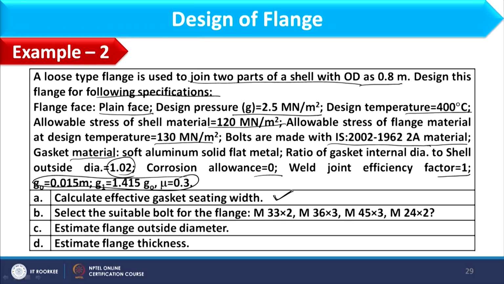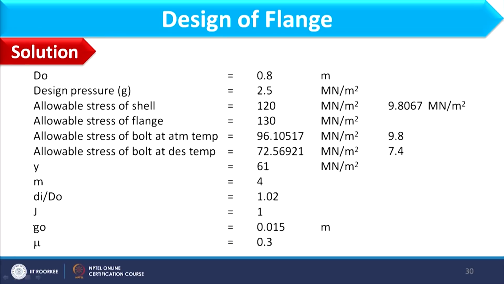Now, what I have to find is the effective gasket seating width, as we have computed in the last example. Then we have to choose the optimum bolt or suitable bolt, and find the flange outside diameter and flange thickness. So let's start part 1 of this. Before starting the solution, we have summarized here a few parameters: outer diameter 0.8, design pressure given as 2.5 mega Newton per meter square, and allowable stress of shell and flange given as 120 and 130 mega Newton per meter square respectively.